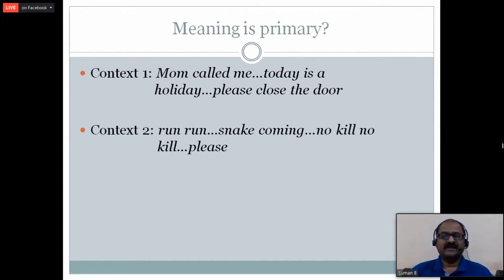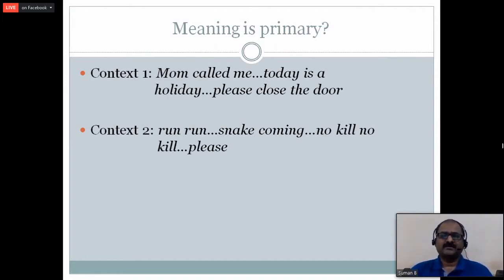So carefully analyze the differences between these contexts of communication. Which one is more appealing to you? Which one would you be more likely to accept from a meaning point of view or a communication point of view? I'm sure most of you would select context 2.